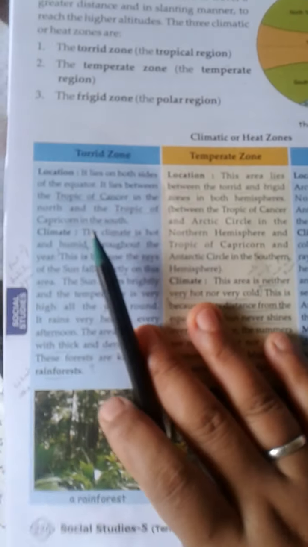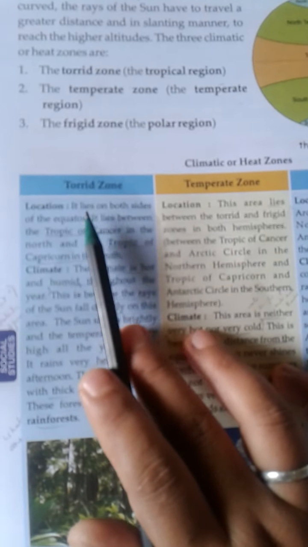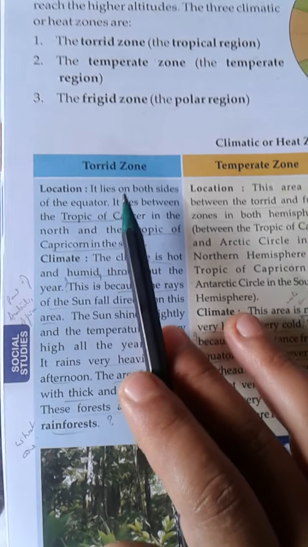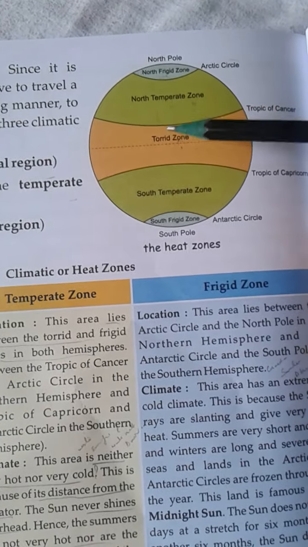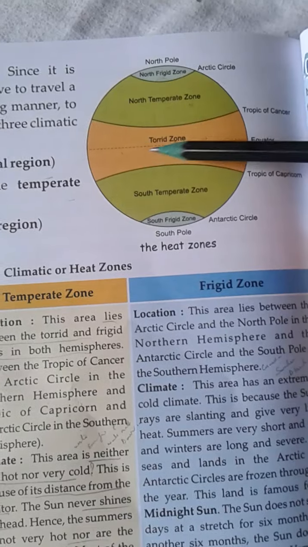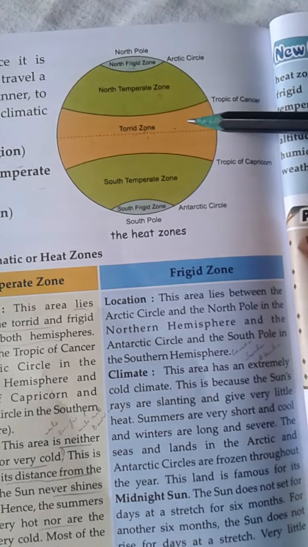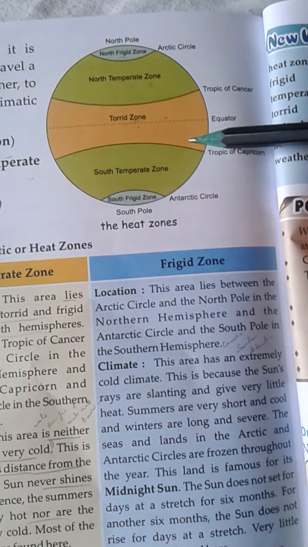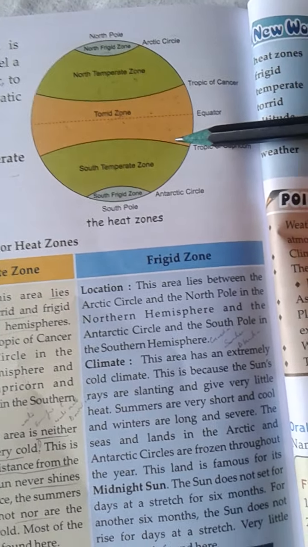Now we shall go point by point. The first is the Torrid or tropical zone. What is the Torrid zone? It lies on both sides of the equator. The location of the Torrid zone is that it lies on both sides of the equator. Here you see the equator is here, and on both sides of the equator you can see the Tropic of Cancer and Tropic of Capricorn. So it lies on both sides of the equator.